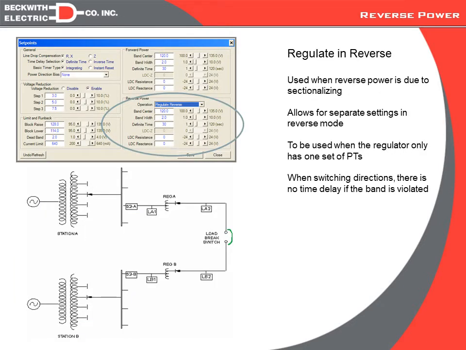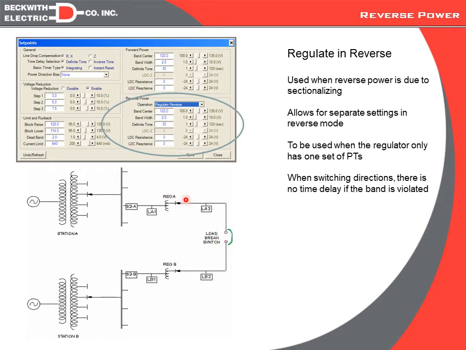Now, our next option up here would be something referred to as regulate in reverse. In regulate in reverse, this is reverse power due to switching or sectionalizing. So you can see here we have two substations. Again, they each have a feeder, they each have a downline regulator. This regulator is normally regulating this portion of circuit because we have a normal open tie point.